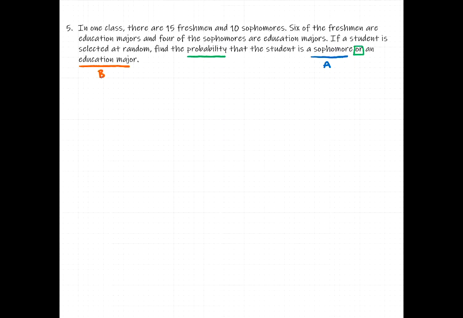All right, so the probability rule is that the probability of A or B is equal to the probability of A plus the probability of B. And then we have to subtract the probability that we've double counted someone, so the probability of both A and B.